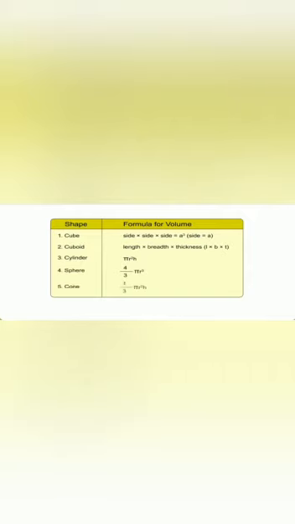Volume of regular solids. We have formulas to calculate the volume of regular solids. For a cube, we use side into side into side, that is side cube. Cuboid, length into breadth into thickness, as in the cuboid all the three sides are different. Cylinder, pi r square h. Sphere, 4 by 3 pi r cube. Cone, 1 by 3 pi r square h. Pi here is 22 by 7.